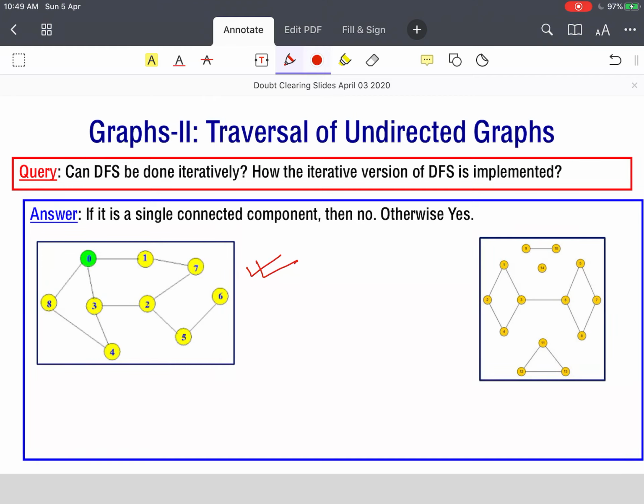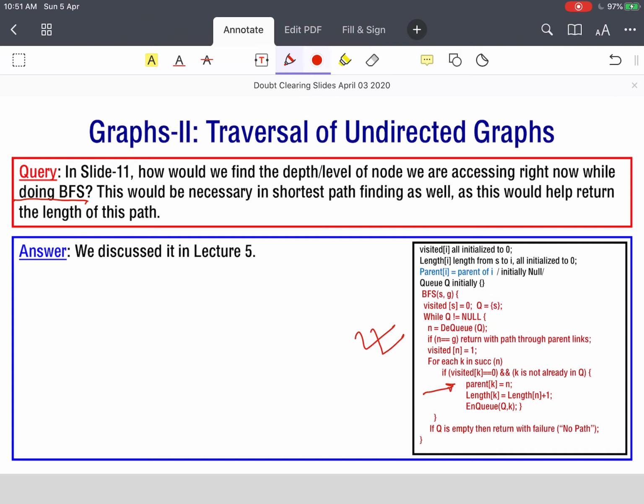How would you find the level or depth of a node in BFS? We had done this algorithm subsequently, and we have seen that every time we mark a new node, and this is a new node, which means a node is not already visited. So what did we do? We removed a node from the queue, marked it visited, and for all children of that node, we check first whether it is visited.